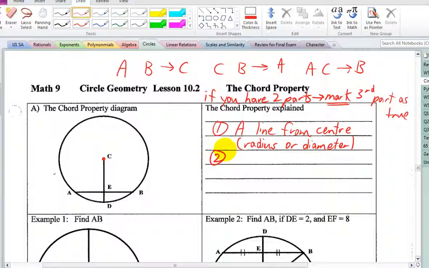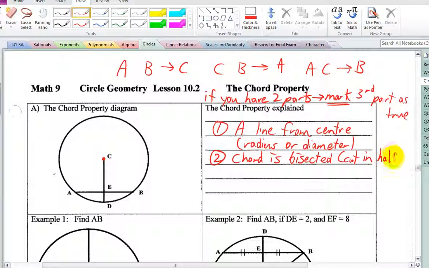The other part is that the chord is bisected. What does bisected mean? Separated? No. Cut in half. Okay.